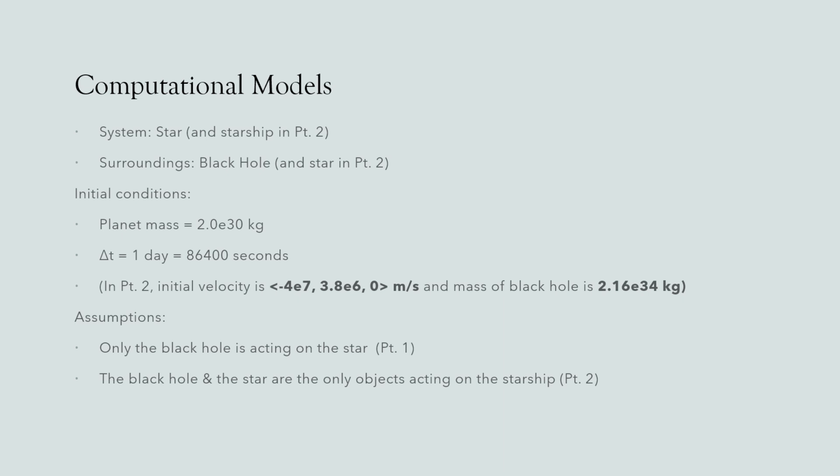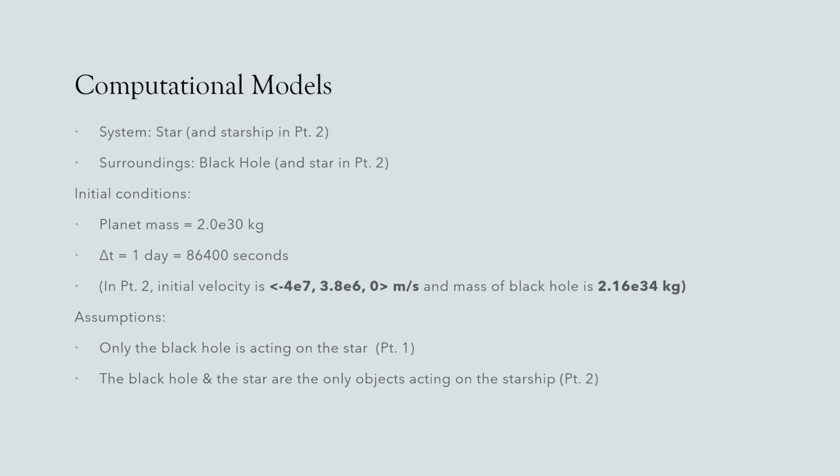The initial conditions were that delta t was equal to 1 day, since that was supposed to be how long it took for the star to make one orbit. In part 2, the star's mass from part 1 was entered as 2.0 times 10 to the 30th kilograms, and the initial velocity that was found was entered. For both parts, the mass of the black hole was set to 2.16 times 10 to the 34th kilograms.